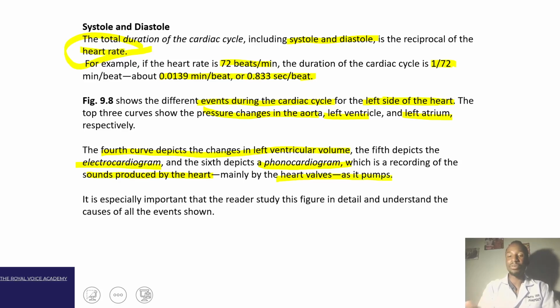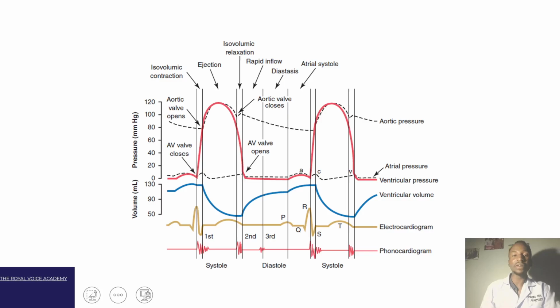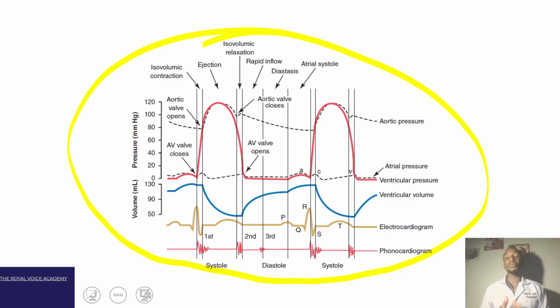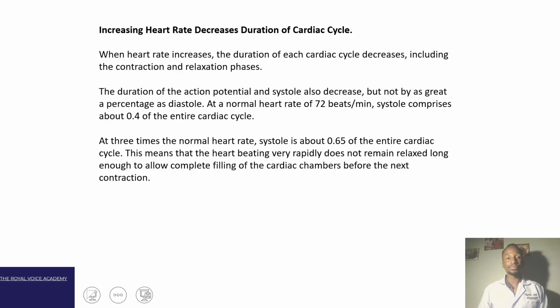We also said that when we were beginning our lecture. It is especially important that the reader studies this figure in detail and understands the causes of all the events shown. You don't have to worry, we are going to explain this whole diagram, but only after we first understand what is happening within each part. So this is just a summary. First, I want us to look at what is happening in the ventricles, then the atria, then the aorta. After that, we can bring all of that knowledge into this diagram. So you don't stress, I've got you.